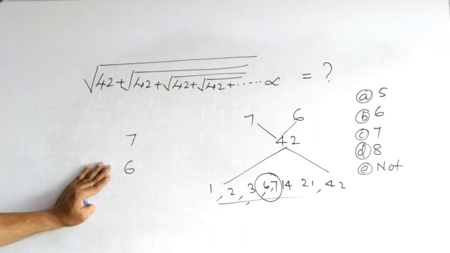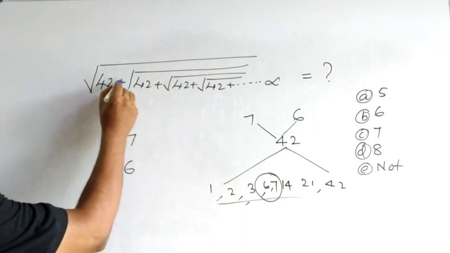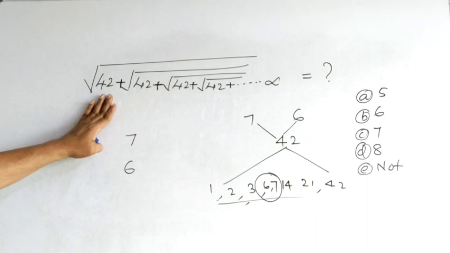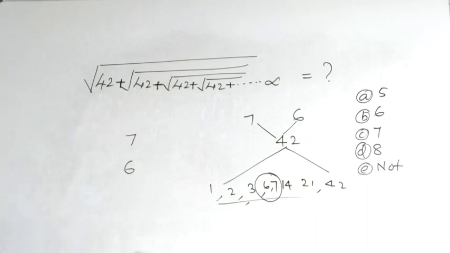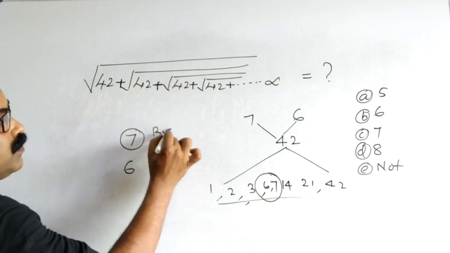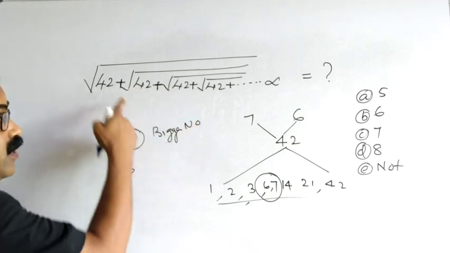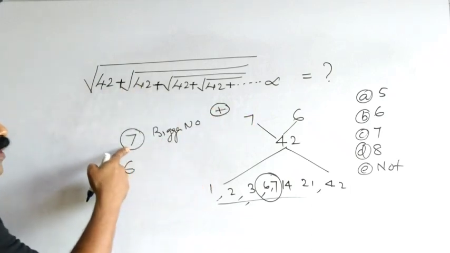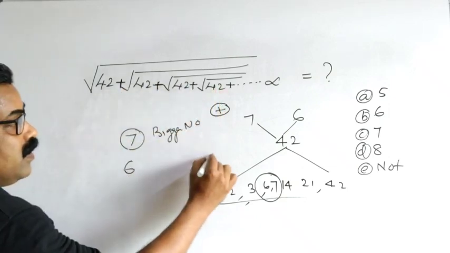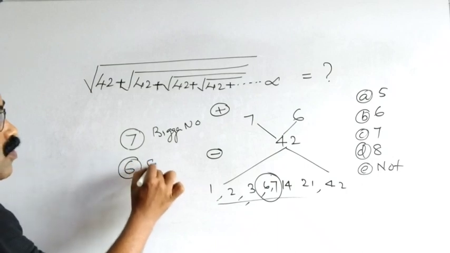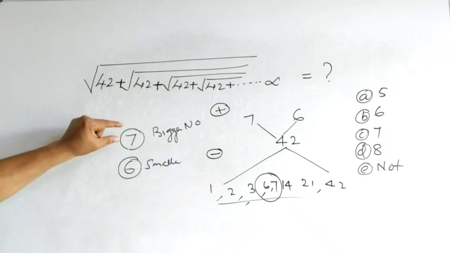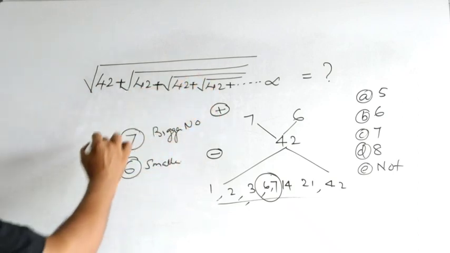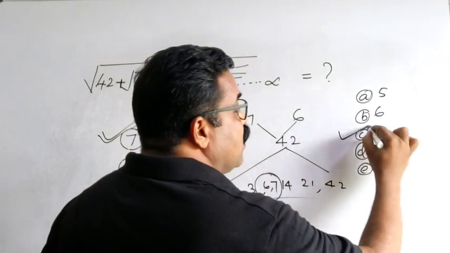And now see the question, what is the symbol given? Here it is plus, plus, plus, plus. So if plus is given in the question, the answer will be the bigger factor, the bigger number. And if minus sign is given, then the answer will be the smaller number. So the factors are 7 and 6. Here plus is given, so the answer should be the bigger number. Accordingly you can mark the correct answer as 7.